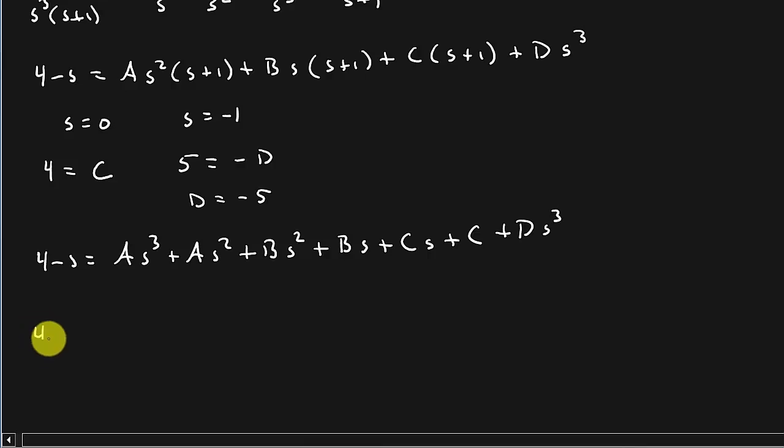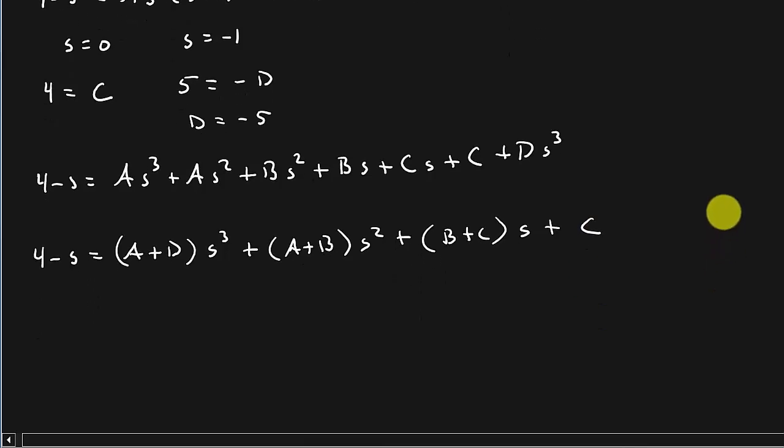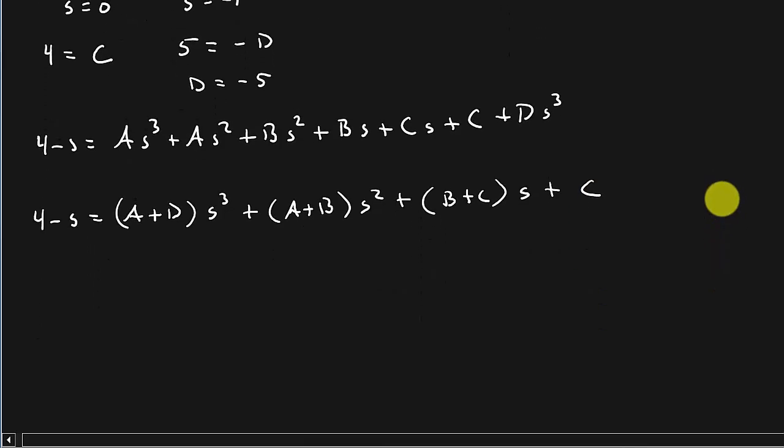And so this is going to give me 4 minus s is a plus d times s cubed. See, I get the s cubed together, and then the s squareds. So plus a plus b times s squared plus b plus c times s plus c. And so now I can set them equal.